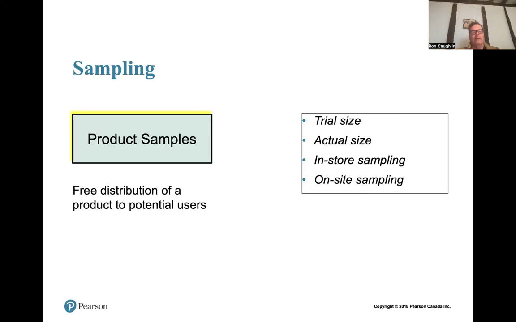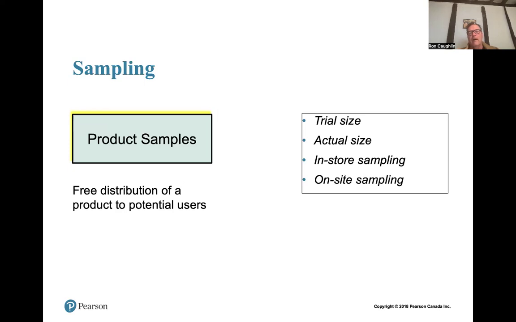From a sampling perspective, you've probably seen a lot of this if you go to Costco or the liquor store right now, where they try to get you to try a product or service. It's really free distribution of that product to get to potential users, with the goal to get them to actually like it and then purchase it. So sampling can be trial sizes, smaller sizes that you hand out, or it could be actual sizes of a product. Recently on the GO Train, for example, they're handing out actual sizes of different vodka-based mango drinks or lemon lime drinks. And each day there was a different one handed out.